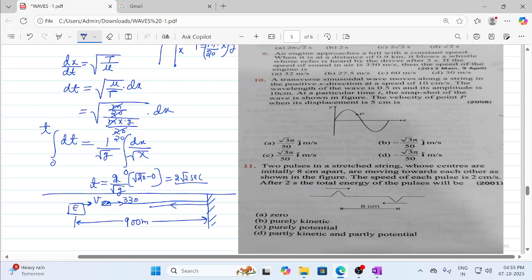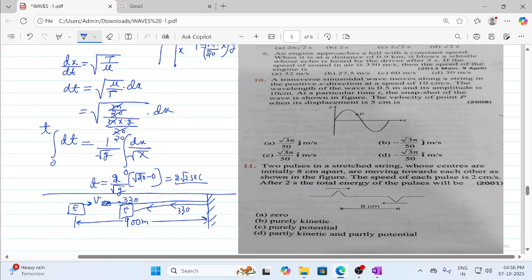Approaches a hill. Will the velocity of wind be like this or this? It blows a whistle. That is not given. You are taking it as a vacuum. Wind is not disturbing it. The speed of this whistle, it is going with how much speed? 330. The engine is also going. It will collide here and it will come back by how much? 330. That's it. And it will meet the engine somewhere here. Got it?